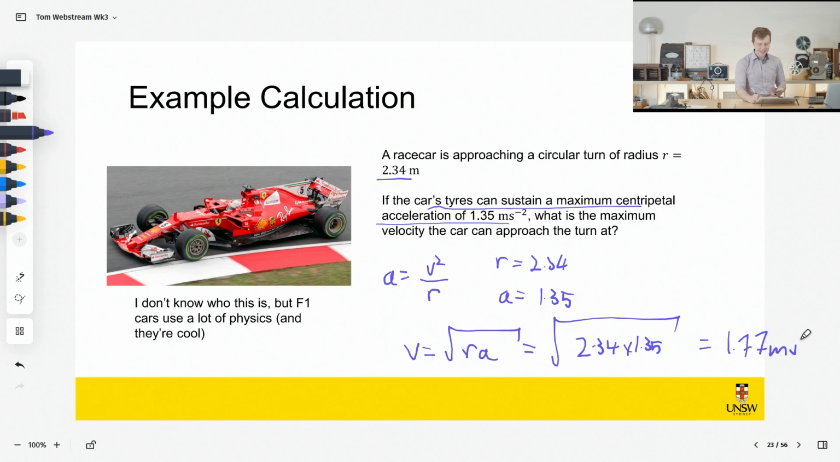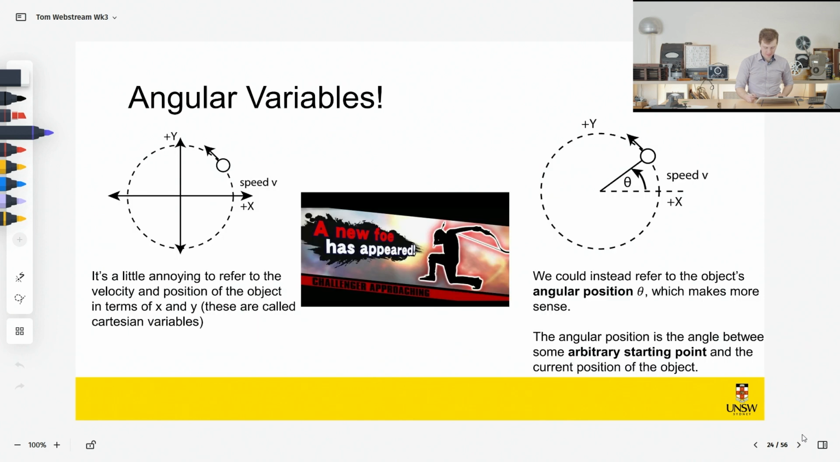That's so slow. You can run faster than that. Whatever, that's what I get for making up numbers. This is Ferrari slander. It's okay, Mercedes is a superior team. All right.